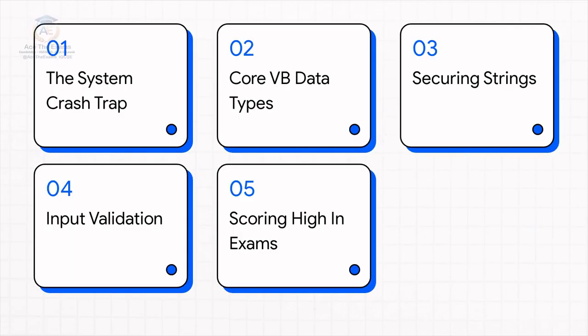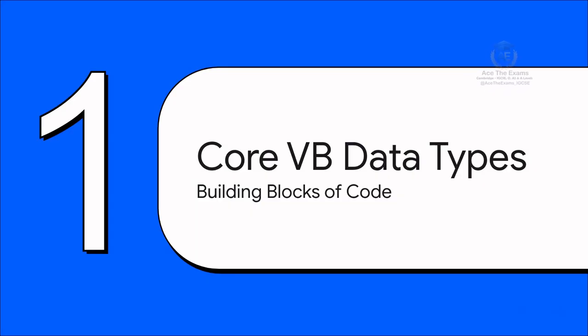Here's our roadmap for today. 1. The system crash trap. 2. Core VB data types. 3. Securing strings and characters. 4. Input validation step-by-step. And 5. Scoring high in exams. Starting with Section 2, Core VB data types, which are the absolute building blocks of your code.